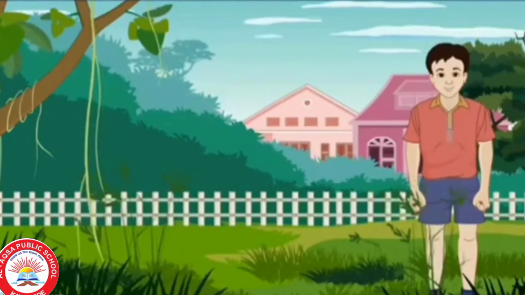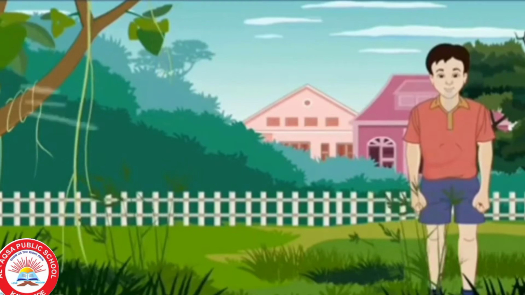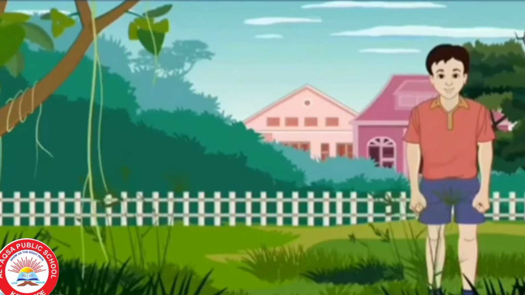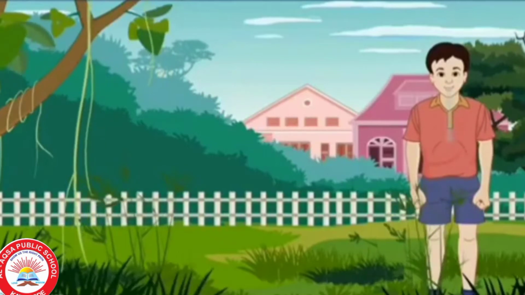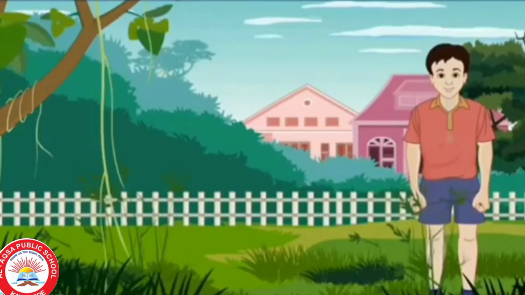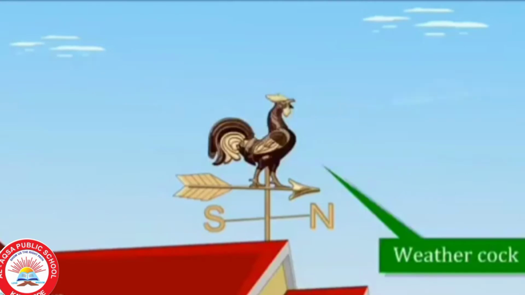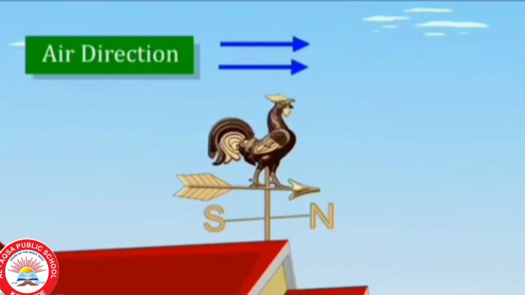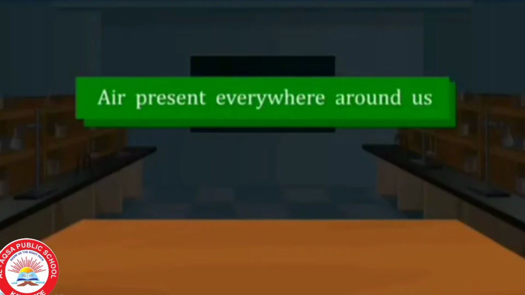Sometimes during storms, the wind blows at a very high speed and it even uproots trees and blows off the rooftops. Have you seen a weathercock? It shows the direction in which the air is moving at that place. Air is present everywhere around us.